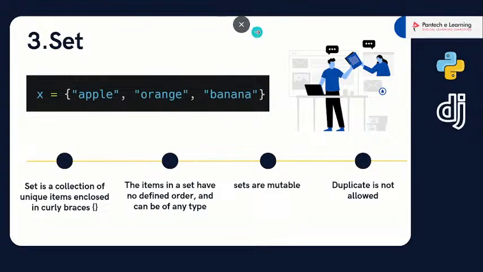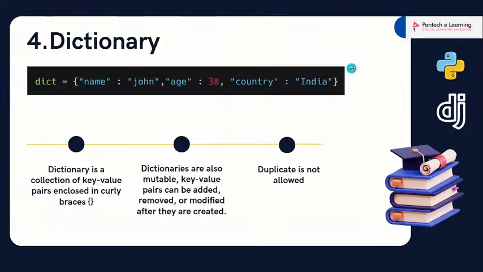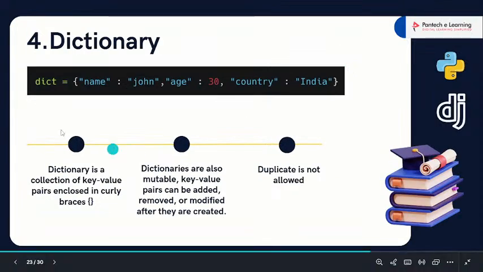And the set does not allow duplicate values. If you insert a duplicate value in a set, it will be automatically removed. That is called sets. Okay, and now we understand what is dictionary.